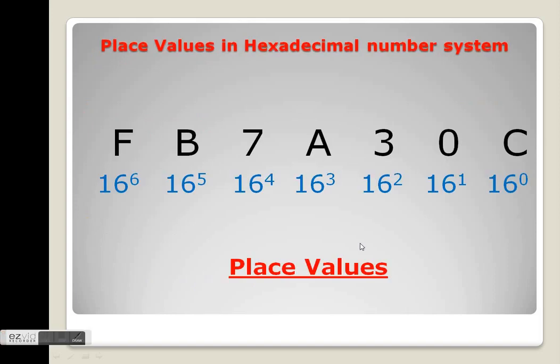Students, let's now check the place values of the hexadecimal number systems. Students, as we know that the base value in hexadecimal number system is 16. So the place value of the rightmost digit is 16 raised to power 0. The place value of the second digit from the right hand side is 16 raised to power 1, and the place value of the third digit from the right hand side is 16 raised to power 2, and so on.